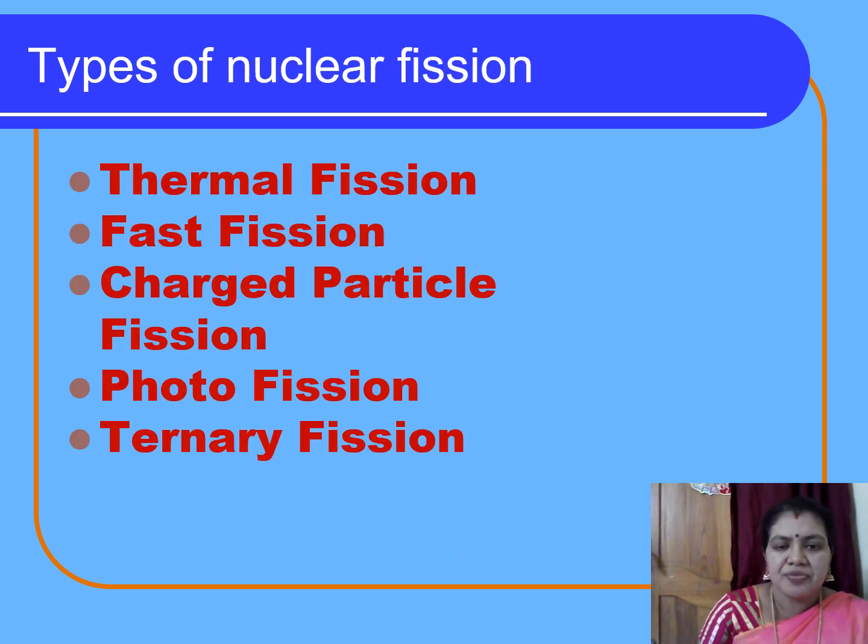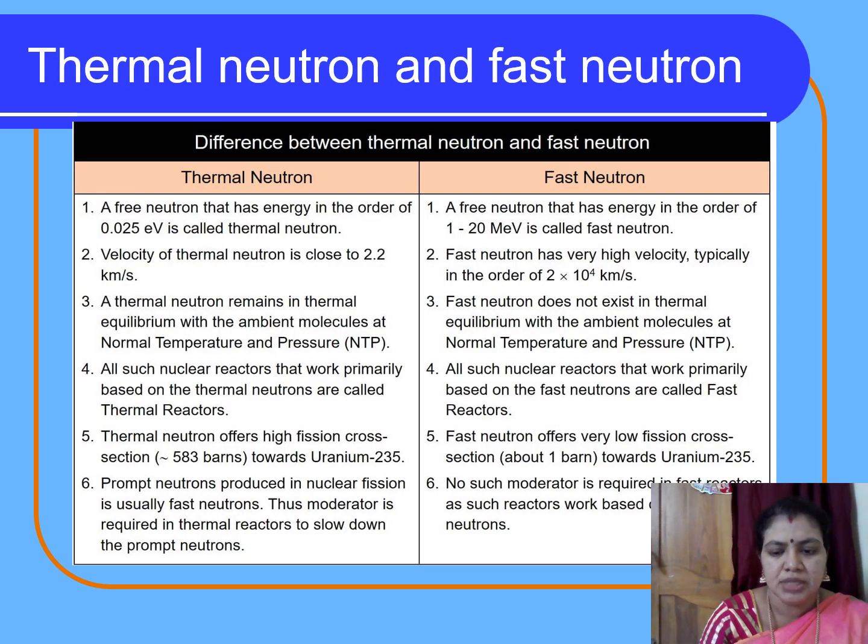So the types of nuclear fission based on the types of neutrons could be basically divided into 5 types: thermal fission, fast fission, charged particle fission, photofission, and ternary fission. So to understand the types of the fission reaction, we should first understand what is a thermal neutron and what is the fast neutron, and how could we differentiate between these two types.